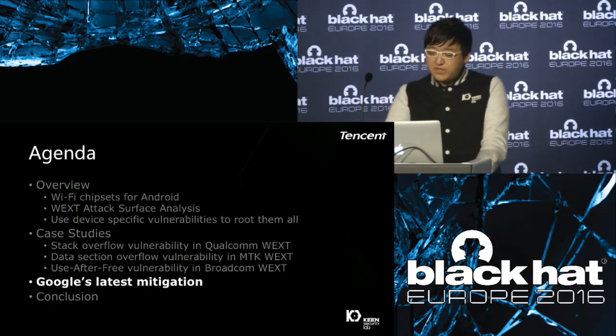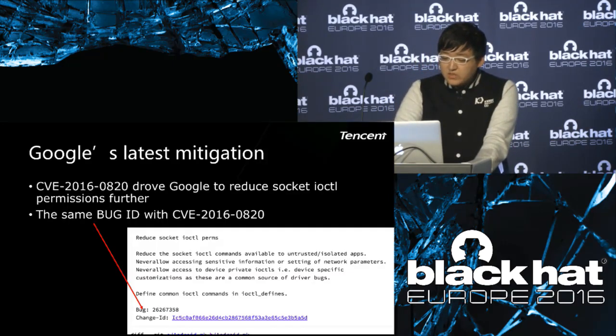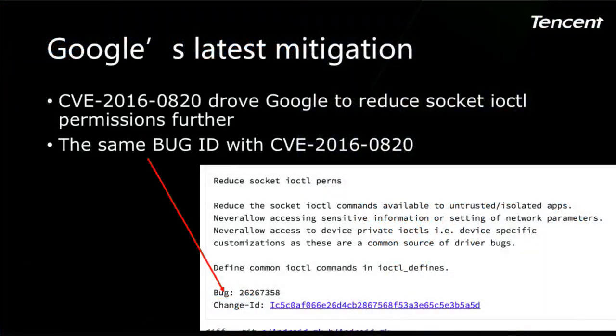After we found so many vulnerabilities and developed so many exploits about the WXT, Google also realized that the WXT is a big potential attack surface on Android. So a new mitigation has been applied since July's Android Security Bulletin this year. The discovery of CVE-2015-0570, which is the first case we just mentioned, put researchers' attention on the WXT, but the second case drove Google to reduce the socket ioctl permissions filter.